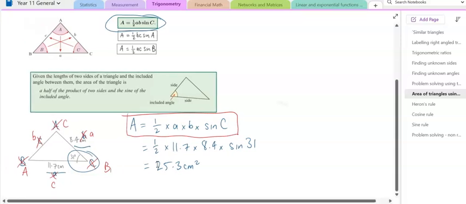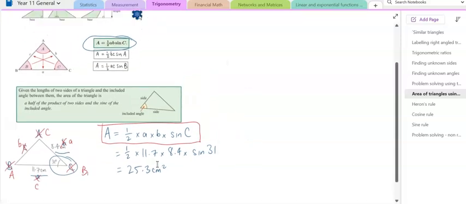Again, I know it's not much of an explanation, but it's about labeling that triangle correctly, and then based on that, choosing the correct variation of that formula, substituting values in, and it's as simple as putting it in the calculator to work out the area.